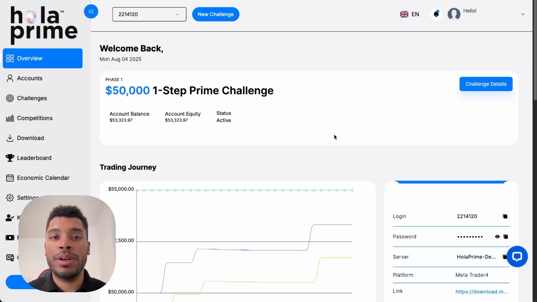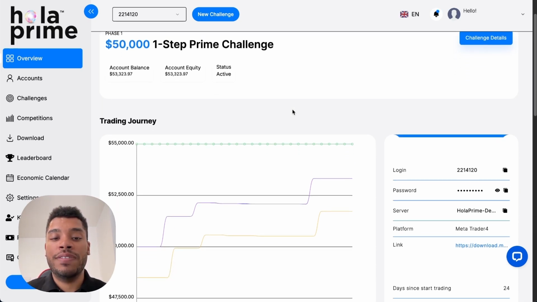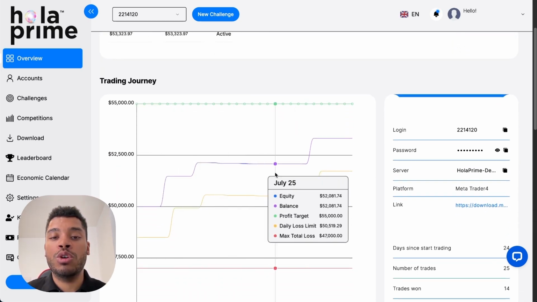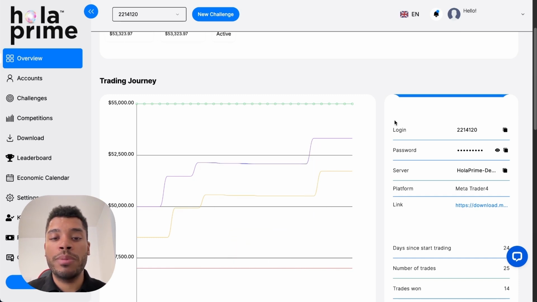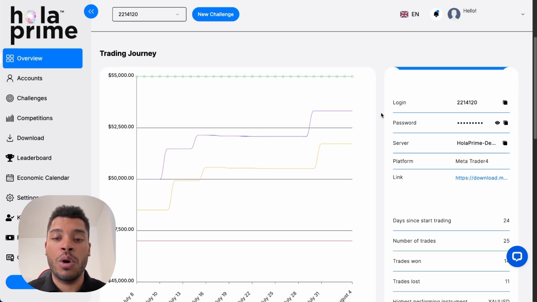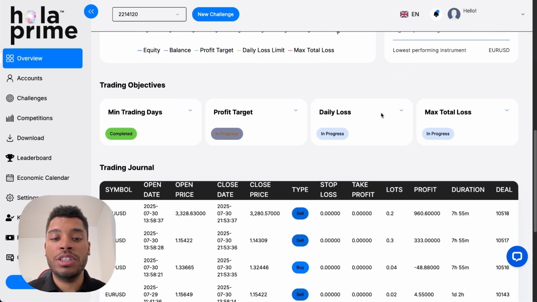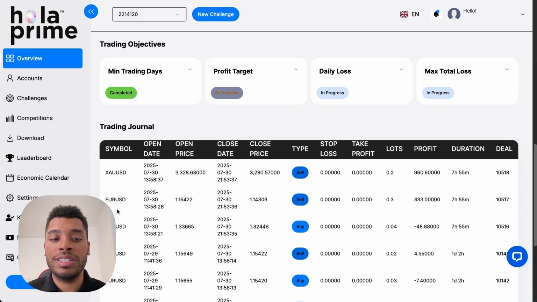I'm currently inside my Ola Prime $50,000 one-step account, and as you can see, currently the account balance is just above $53,000. If I keep scrolling down, you can see my equity curve and the balance of the account has been growing steadily. There were a few moments where I had some losing trades, but overall the account has been growing. And more specifically, in this video, I'm gonna focus on these Euro USD trades because I was able to generate a bit over $300 using this exact setup that I'm about to explain to you.